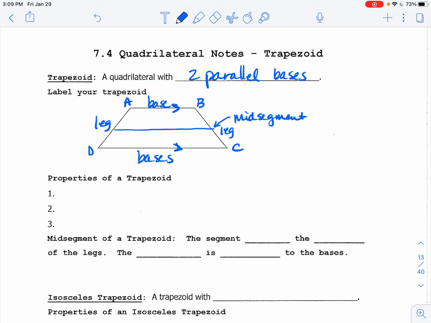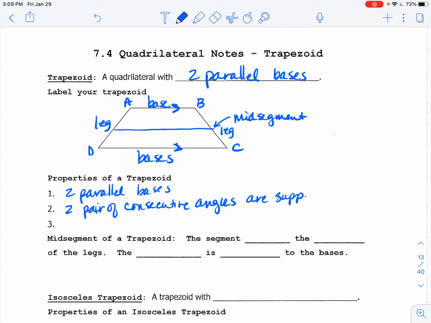All right, so properties of a trapezoid. The first thing is we have two parallel bases. Two pairs of consecutive angles are supplementary. And I want to identify, that would be like A and D, those are supplementary, and B and C are supplementary, but not A and B, not in this order. They have to be the angles that are attached to the legs.